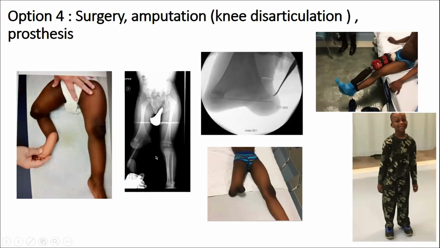The fourth option that we have in limb reconstruction is really a combination of a bit of everything. So that's the case of severe tibial hemimelia with the bifurcation of the distal femur. Really, one of the most reasonable options would be simply a knee disarticulation with fusion of both stumps at the distal femur and the prosthetic reconstruction, and as you can see here.